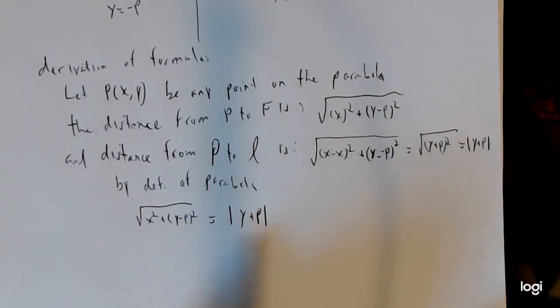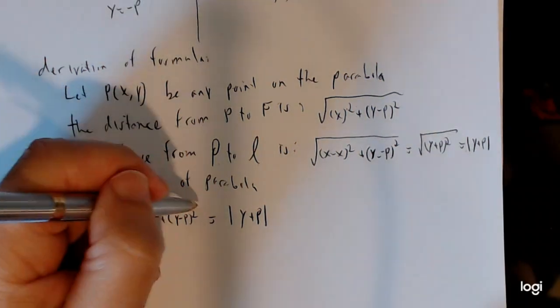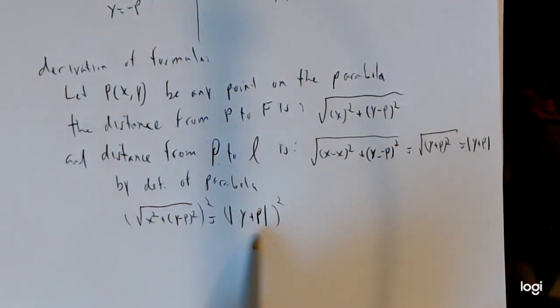Now we want to solve for y or x in this case. So what's the first thing I'm going to do? I'm going to square both sides. And look, when I square both sides, what do I know about this absolute value? Anytime you square something, it's always going to be positive. So what could I do to the absolute value?